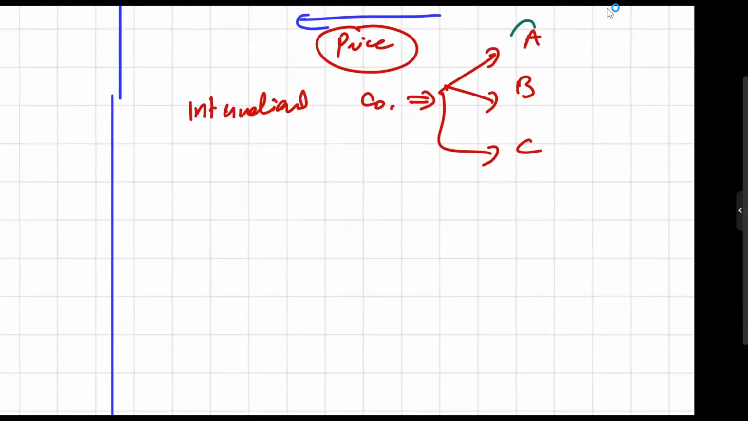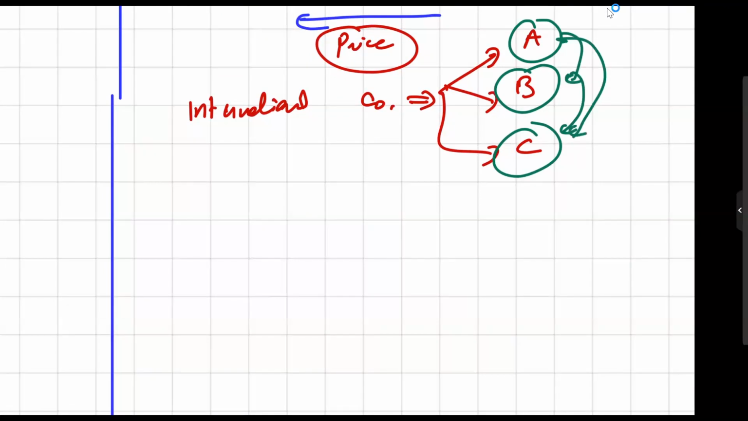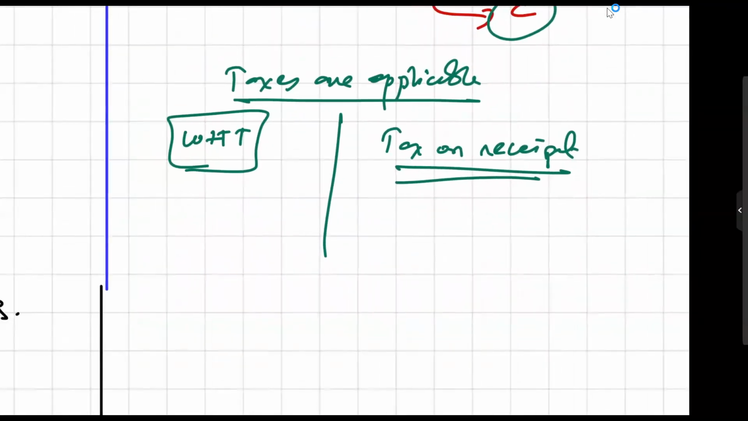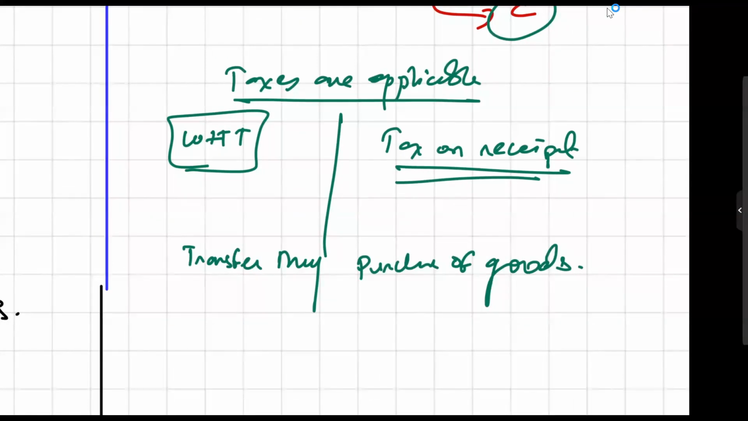When they have these presences, they might have to transfer money from all of these locations into one specific location. Usually taxes are applicable on these dividend transfers. At times there is a withholding tax applicable, and at times there is a tax on the recipient. So a lot of companies try to transfer through purchase of goods.